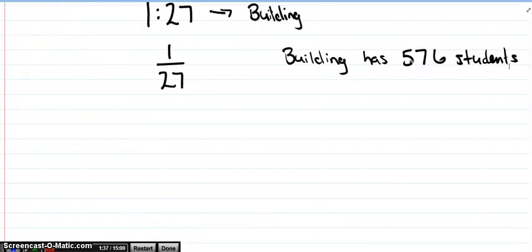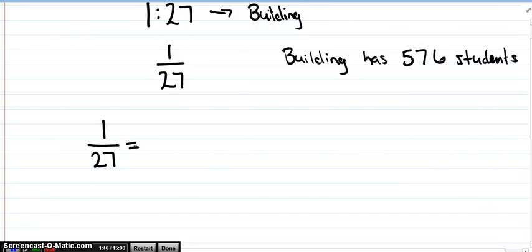So if the whole building ratio is 1 teacher to 27 students, that ratio is going to hold true no matter how much you scale it up. So here we have teachers on top and students on bottom. And we have to keep that proportion the same when we go over here. So the building has 576 students, so students go on bottom. And we don't know how many teachers there are, so it's X on top. Now we solve these by cross products.